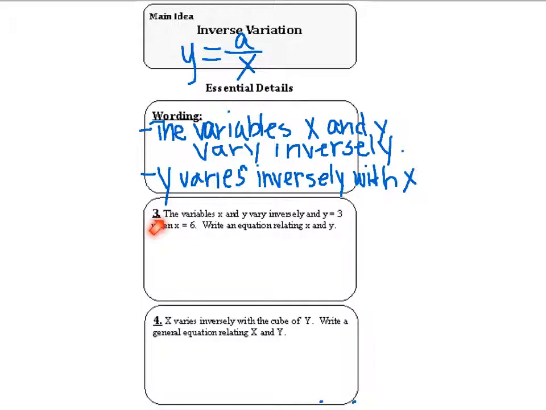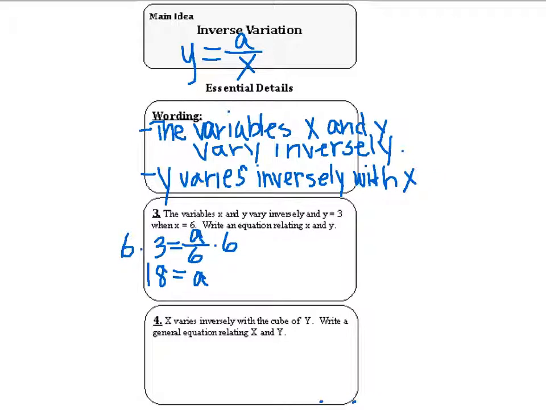So number 3 here, it says the variables X and Y vary inversely. So we know we're using this form. Y equals 3 when X equals 6. So we know we're going to plug those in. The question says write an equation relating X and Y. So our final answer should look like this, but we've got to plug our A in here. So let's actually do the work. Instead of Y, I'm going to put 3 equals A divided by, instead of X, I'm going to put 6. And then to solve this, I'll multiply both sides by 6. That'll allow me to get A alone. So A equals 6 times 3 is 18. So I found A, but the directions say to write an equation. So now we need to go back and plug A in.